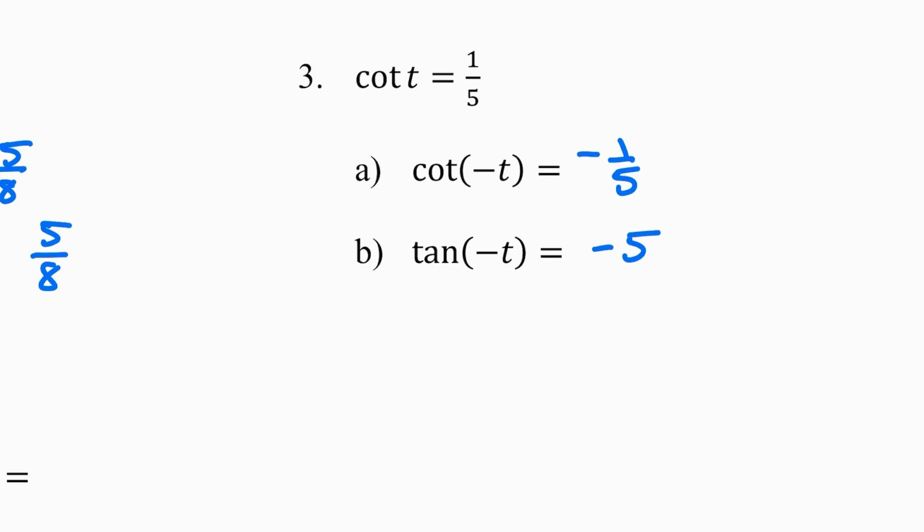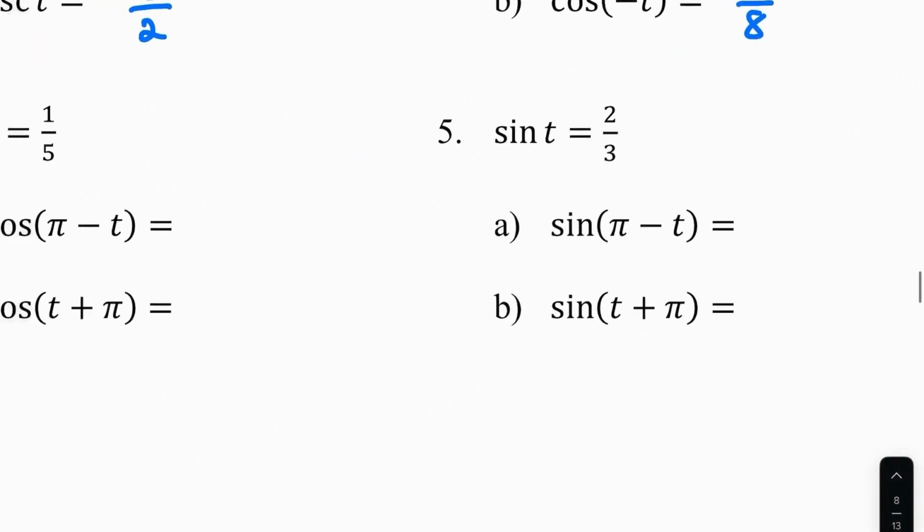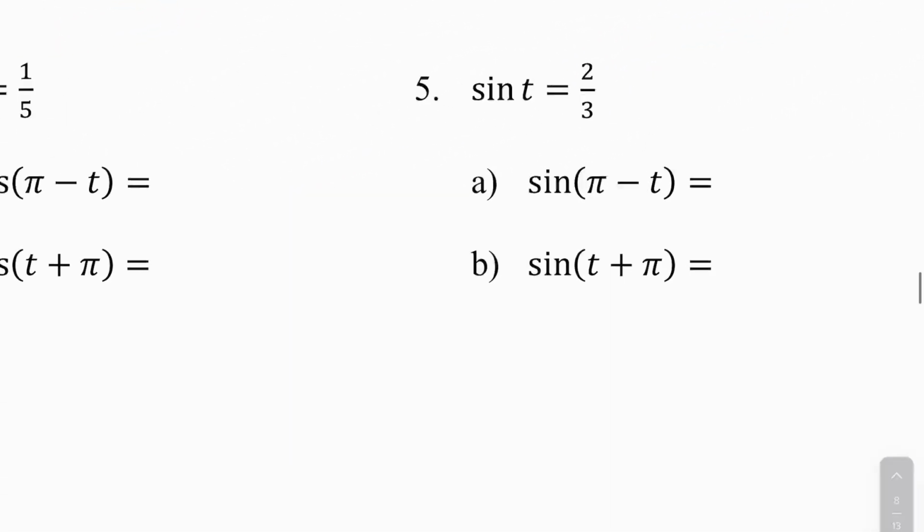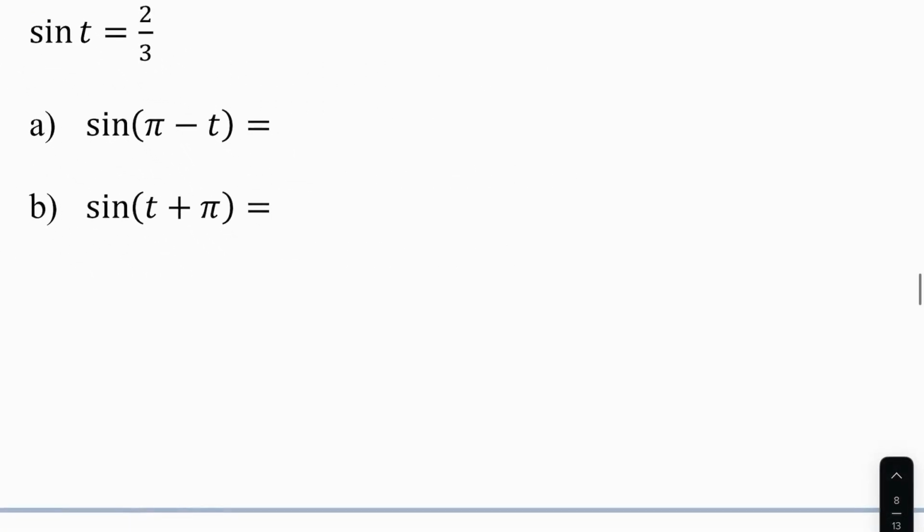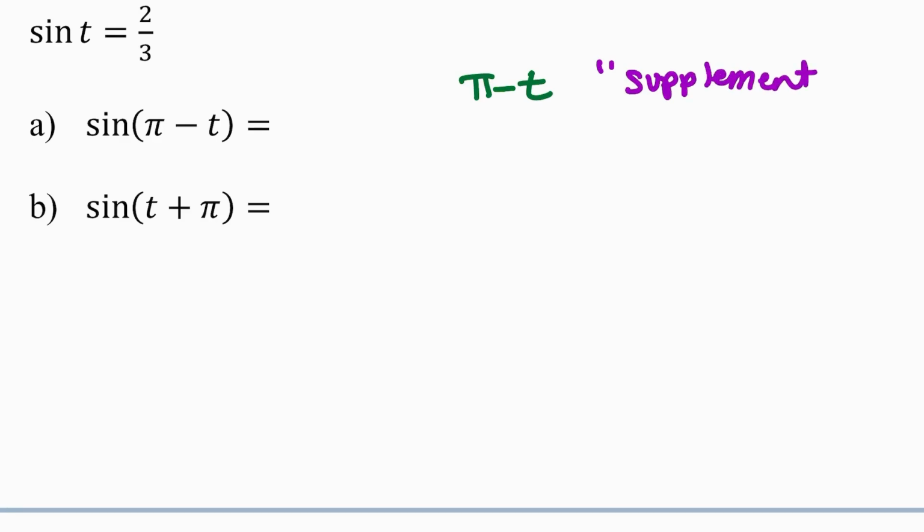Then, if you look at the next couple of problems, we have pi minus t and t plus pi. So what does pi minus t remind you of? Well, the supplement. So I want you to kind of think of the supplement. Where is the supplement of an angle? Well, if you're talking about an angle of 30 degrees, the supplement is 150 degrees. So you change it from quadrant 1 to quadrant 3.